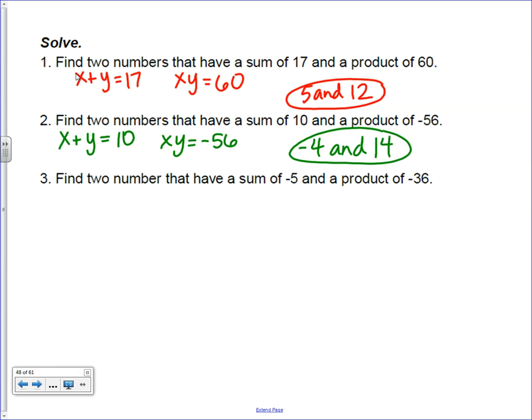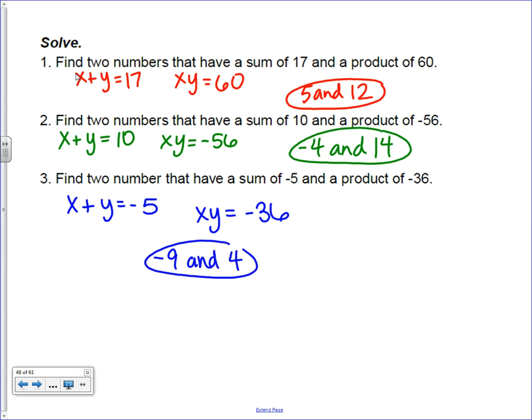Is that all right for everybody? Does anybody have any questions on this? Okay. Now I have the sum of 2 numbers is -5. And their product is 36. -9 and 4. Okay, so I'm pretty sure I got Derek and Savannah with me.